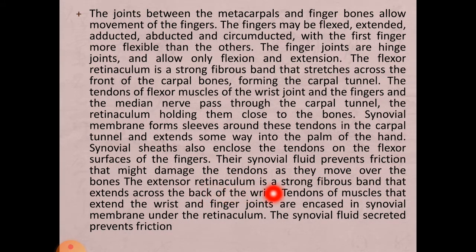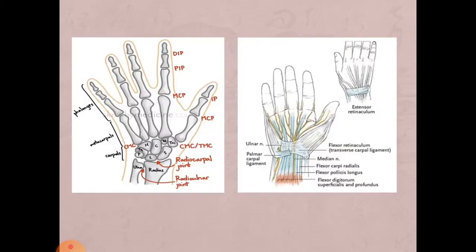The extensor retinaculum is a strong fibrous band that extends across the back of the wrist. Tendons of the muscles that extend the wrist and the finger joints are encased in the synovial membrane under the retinaculum. The synovial fluid secreted prevents the friction. As we have discussed earlier, the function of the synovial fluid is to prevent friction.